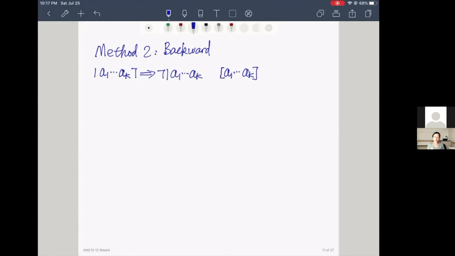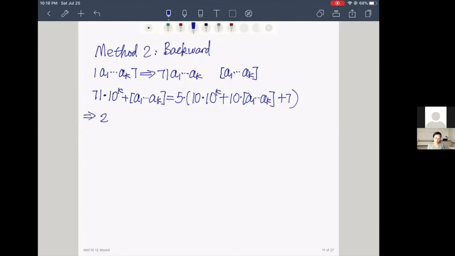And we know that the new number is 5 times the old one, which means 71 times 10 to k, and plus the value of the remaining part. And this one is 5 times 10 times 10 to k, and then 10 times A1 dot dot AK, and then plus 7. Okay, so if we rearrange them, we have 21 times 10 to k minus 35 equals 49 times A1 dot dot through AK.